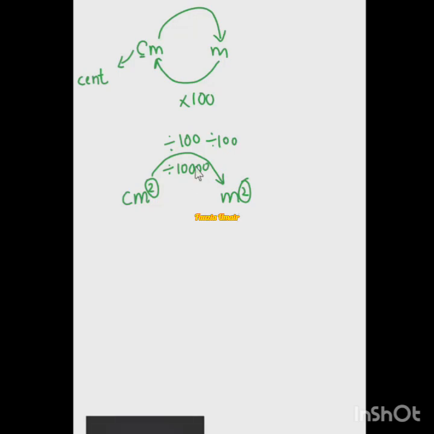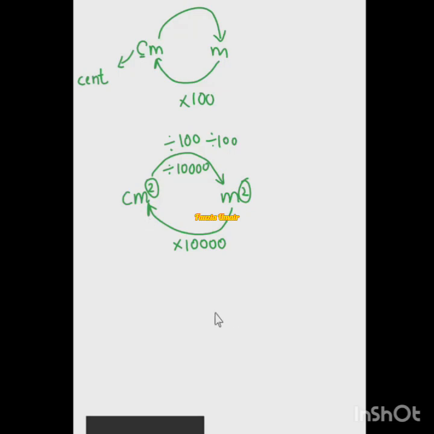Are you getting this? So while going from centimeter square to meter square, we will divide by 10,000. And when we go from meter square to centimeter square, we will multiply by 10,000.